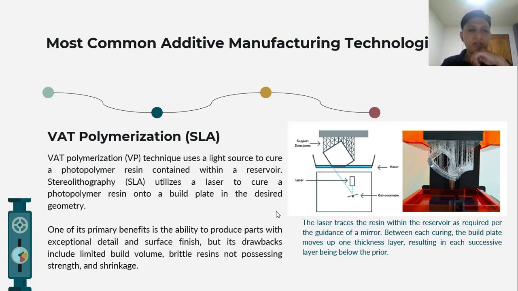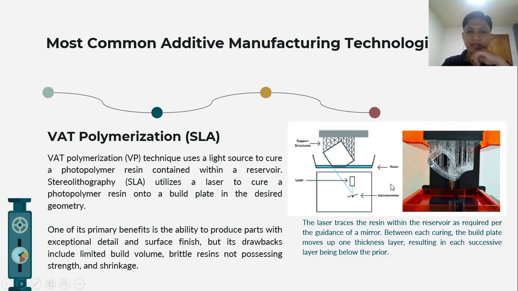One of its primary benefits is the ability to produce parts with exceptional detail and surface finish, but its drawbacks include limited build volume, brittle resins, not possessing strength, and also the shrinkage.